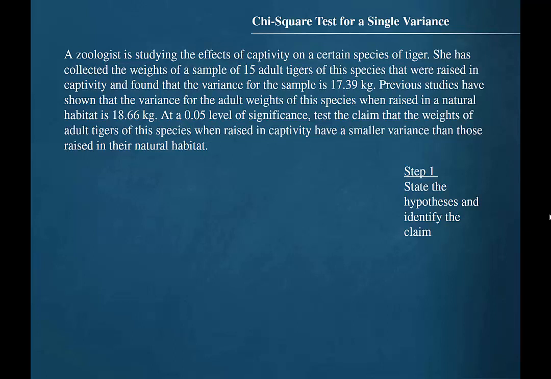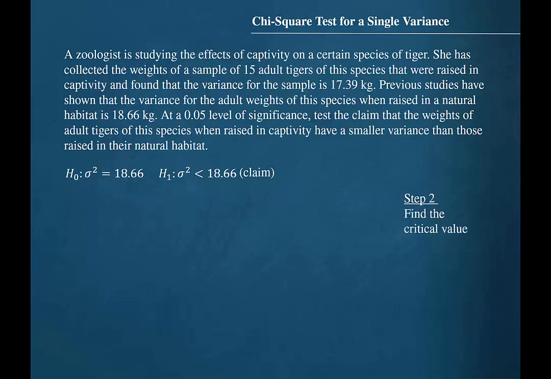Step 1 is to state the hypotheses and identify the claim. The null hypothesis will be that the variance is equal to 18.66. The alternative hypothesis will be that the variance is less than 18.66, which is the claim. Step 2 is to find the critical value.